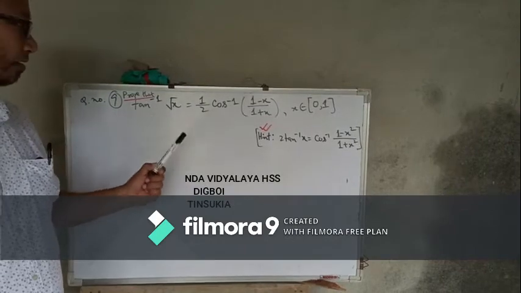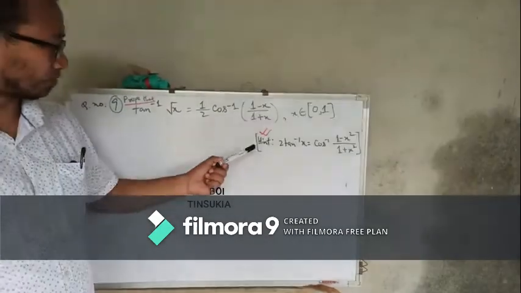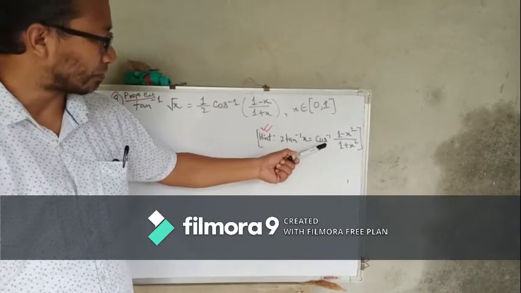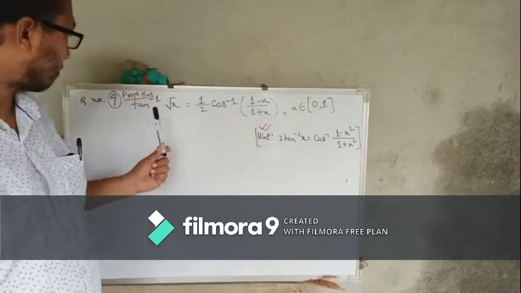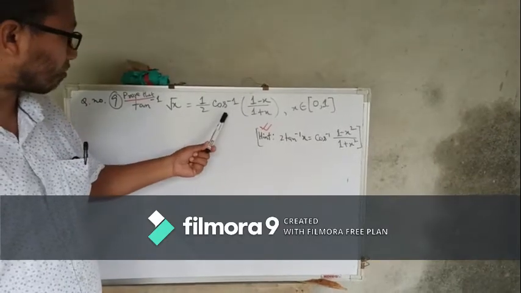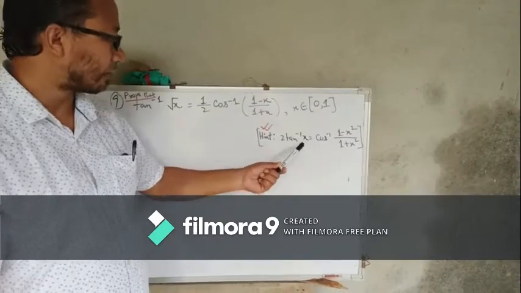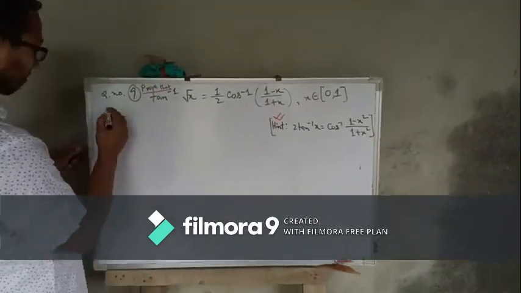Okay, for that we can use one property, 2 tan inverse of x equals cos inverse of this, because you see this tan inverse is converting to cos inverse, so this cos inverse can be converted to tan inverse, so we will apply this property. Let us start from there.